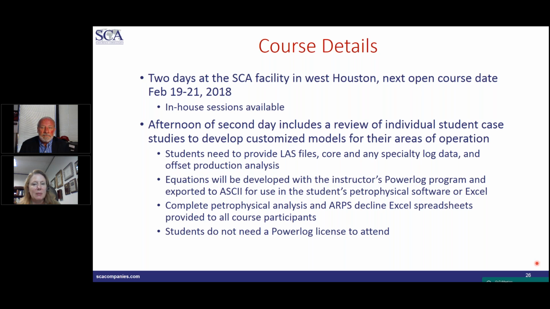Great. Our next question from a listener: how are the core processes used for calibrating log interpretation, and how is that measured? Good question. We primarily like to use the GRI method.